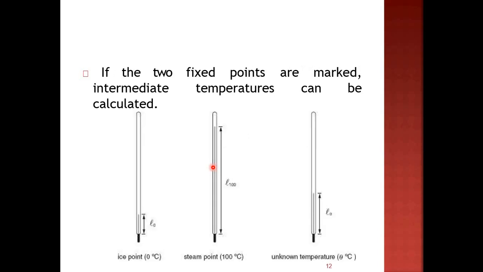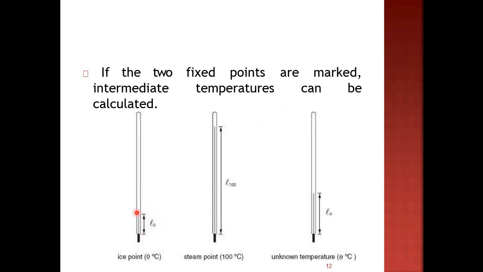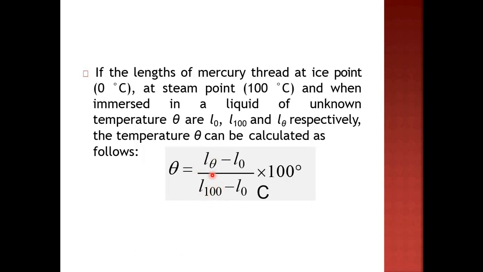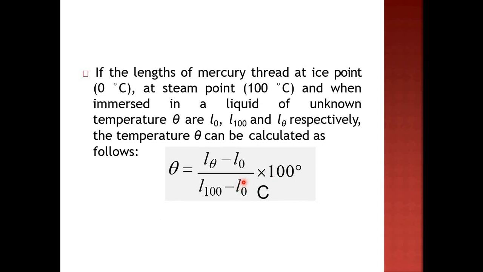This is the object that you want to measure. The temperature is the length minus the length at the ice point, and then you divide by the length at the boiling point minus the length at the ice point. You have to know this, L stands for length. Then you multiply by 100 degrees Celsius, and at the end you will get the answer as a temperature in degrees Celsius.